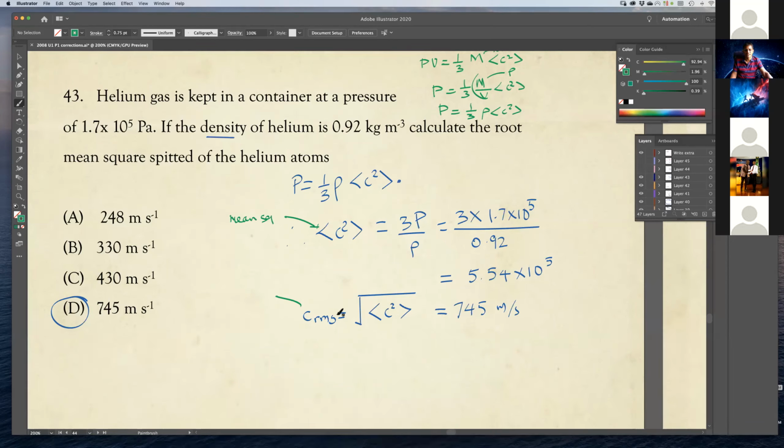This is called the RMS speed. The RMS speed is really the square root of this mean square. So if you get the mean square, you just find the square root and you're good to go.